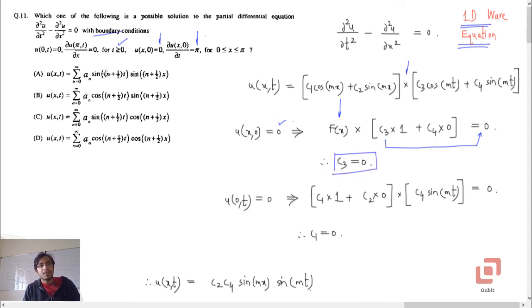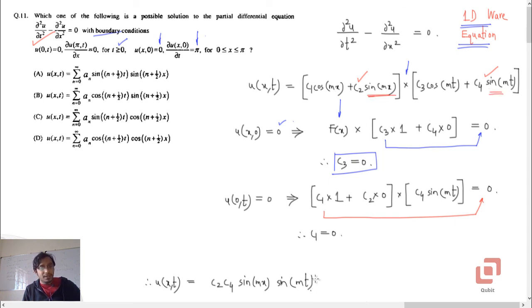Now let us use the first boundary condition, u(0,t) = 0, this one. If we use it, then c1 into 1 plus c2 into 0, and then this function will be there as it is. So u(0,t) is 0 for all t, which implies c1 has to be equal to 0, in a way similar to c3. Okay, and because c1 is 0, now we can write u(x,t) as c2 into c4, these two constants which currently are not equal to 0, times sin mx and sin mt.